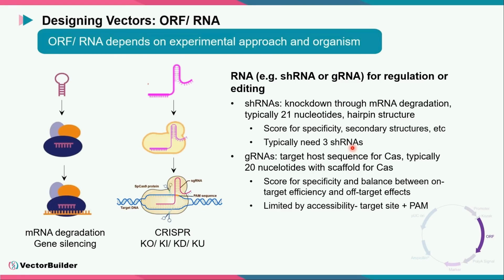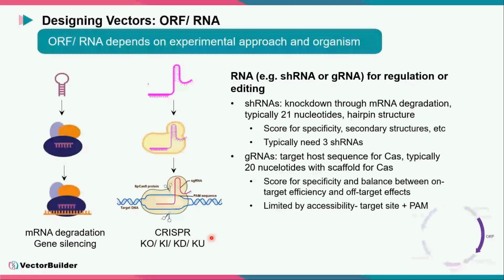Now, another option for RNAs that you can express are gRNAs for CRISPR. That gRNA is going to be the targeting sequence that helps Cas endonuclease to locate the correct region of your genome and perform cuts or do other modifications depending on whether you're doing knockout, knock in, knock down, or knock up. We can do all of these things with CRISPR.